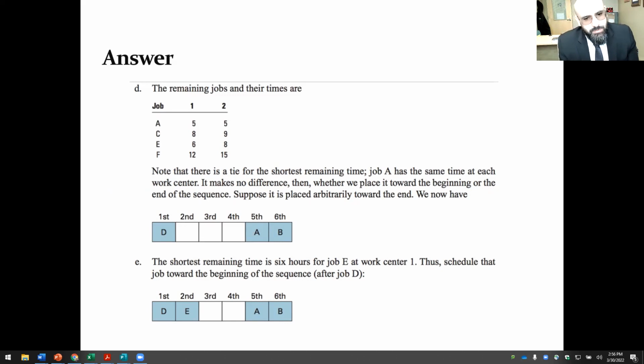Then the next one would be E. As you see, there is a 6 right there, which is the shortest processing time. So E will take the second place. Then we move to the next one, between the third and fourth positions, which leaves you with 2 jobs. The next would be C, with processing time 8, which is shorter than F's 12. So now the sequence is D, E, C, F, A, and then B.